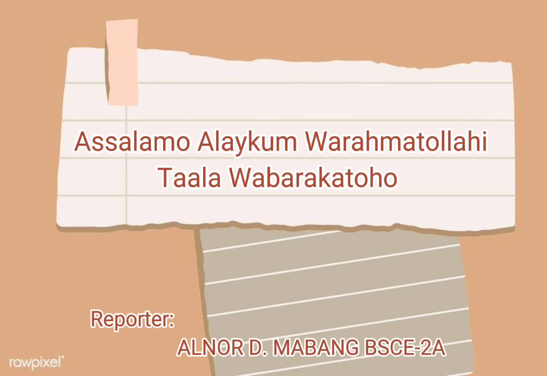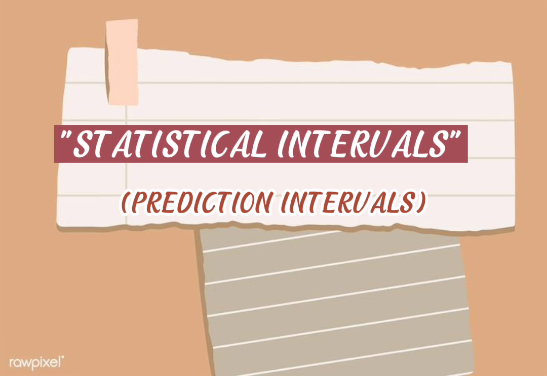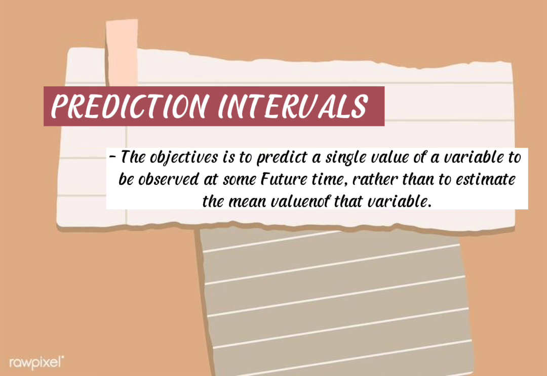So I'm Alnording Mabang. I'm the one to report the subtopic of statistical intervals, which is the prediction intervals. The objective of prediction intervals is to predict a single value of a variable to be observed at some future time, rather than to estimate the mean value of that variable. Prediction intervals tell us how confident we are in an individual score, like the probability of a certain thing. It is about a particular score, and if the confidence interval is collecting data, here in prediction it is not.